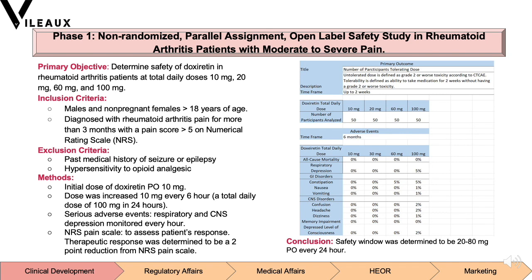But when the total daily dose increased to 100 mg by mouth, 2 patients began experiencing symptoms of respiratory depression and the trial was stopped. The safety therapeutic window was determined to be 20 to 80 mg by mouth every 24 hours.